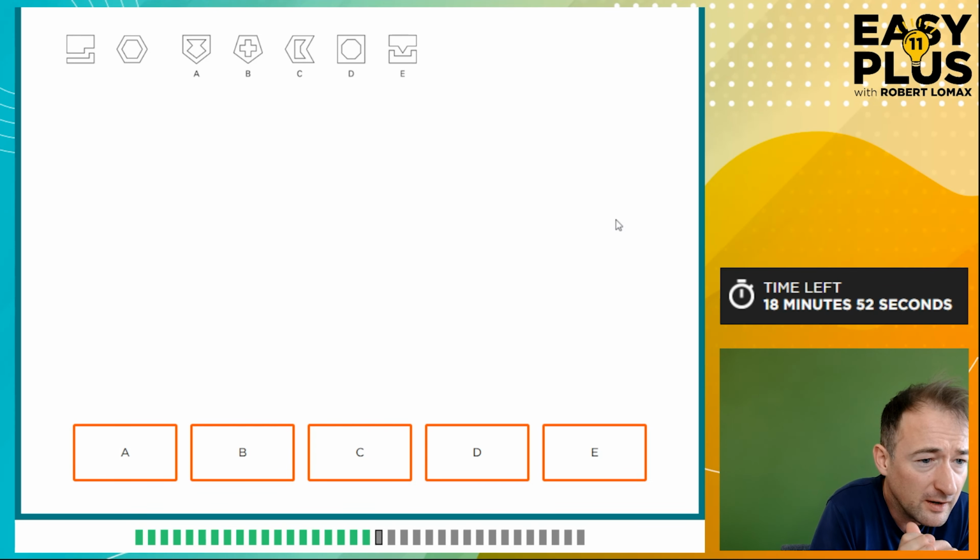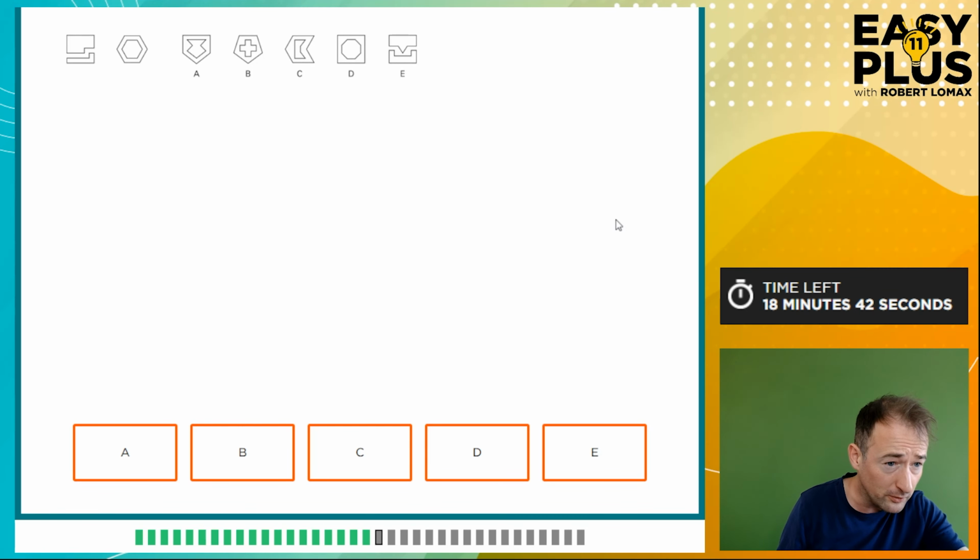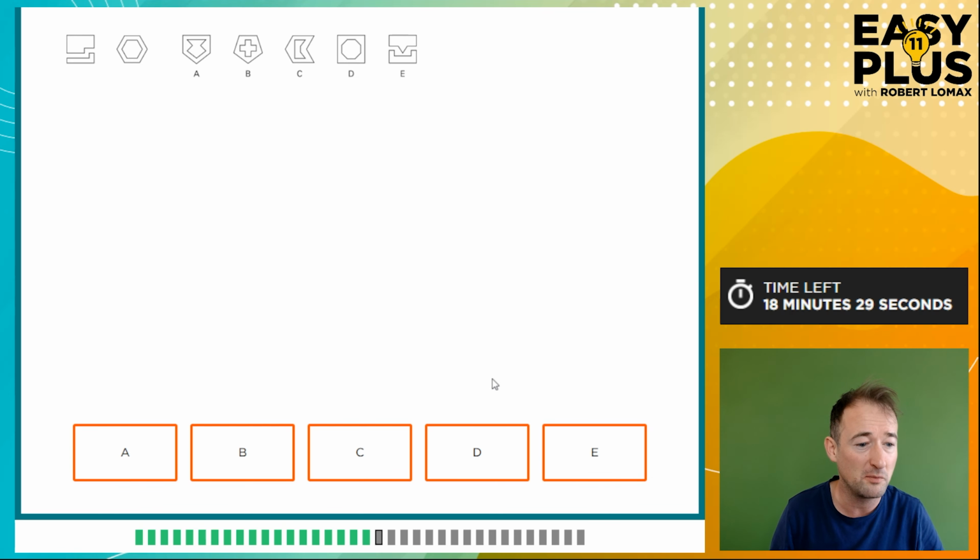So A, clearly not. B, clearly not. C, maybe, counting from the top, outside figure, 1, 2, 3, outside shape, 1, 2, 3, 4, 5, 6. Middle one, 1, 2, 3, 4, 5, 6. Okay, yeah, that matches. D, no. E, don't think so. 1, 2, 3, 4, 5, 6, 7. 1, 2, 3, 4, 5, 6, 7, 8. Okay, so only C makes sense here.